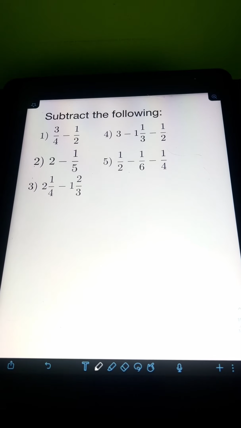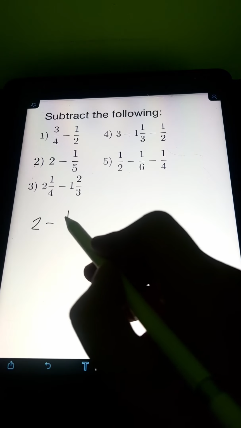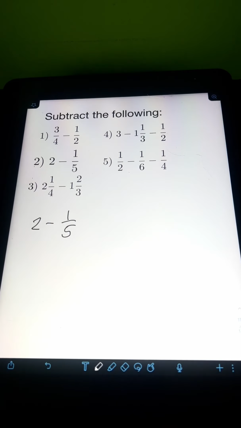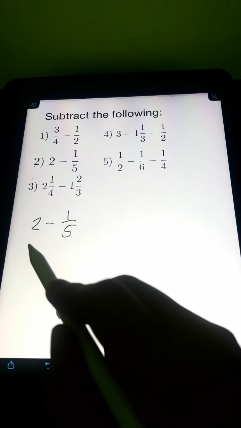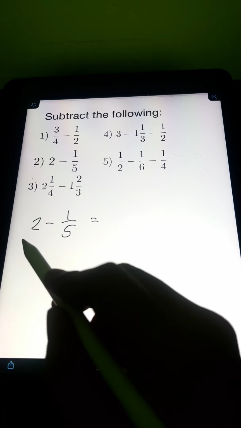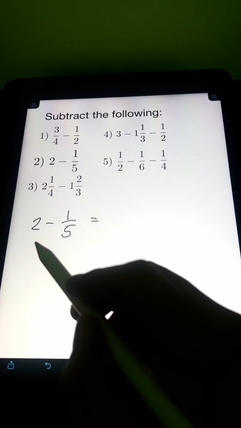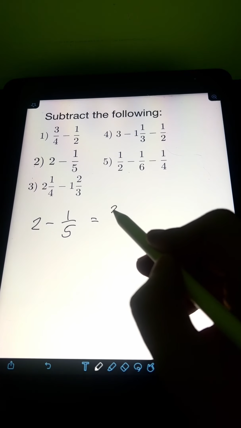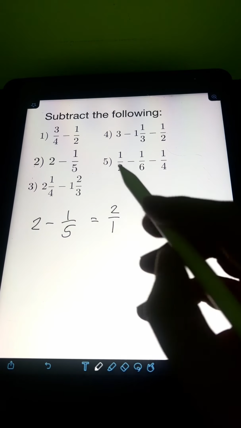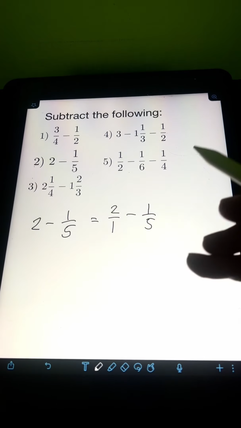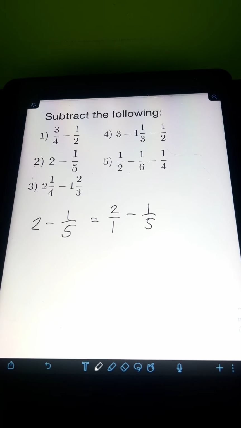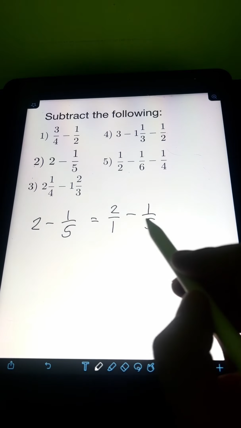Next, for number 2, we have 2 minus 1/5. So when we are subtracting a fraction from a whole number, we simply make the whole number as a fraction by having a denominator of 1. So 2 can be written as 2 over 1 minus 1/5. Again, we are subtracting dissimilar fractions. They have different denominators of 1 and 5.